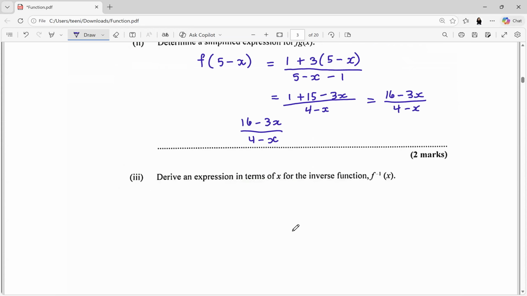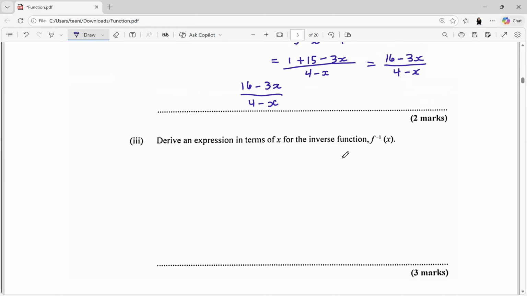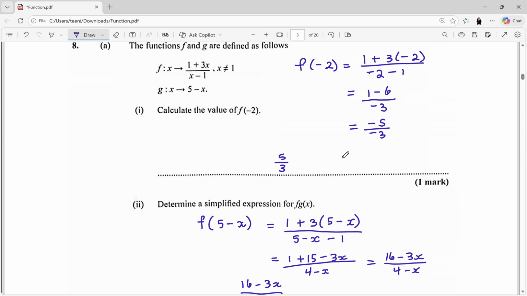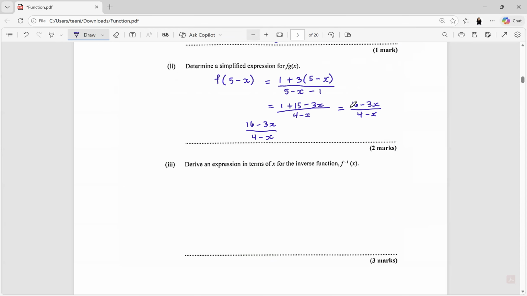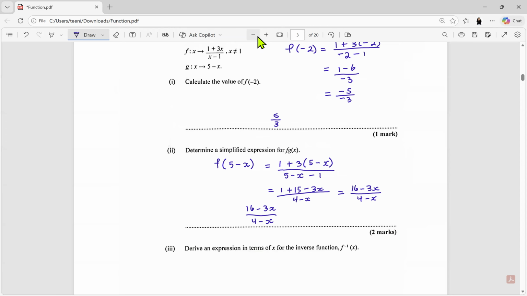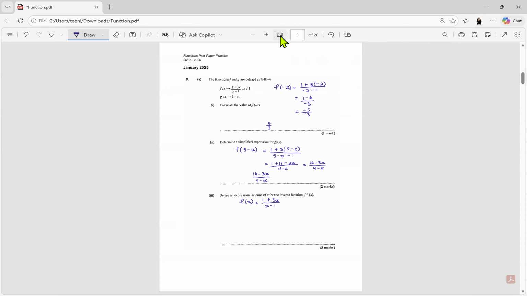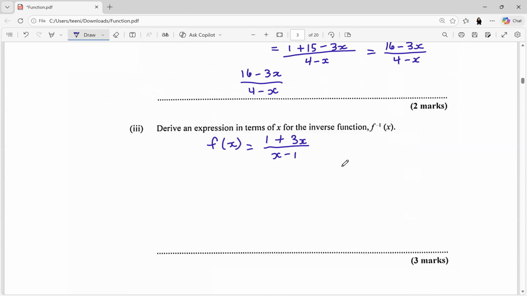And now finally, derive an expression in terms of x for the inverse function f inverse of x. So f of x is, let me zoom out just so I could write it. F of x is equal to 1 plus 3x over x minus 1. So this one kind of gives students some trouble. If you were stuck, don't worry, we're going to sort it out now.